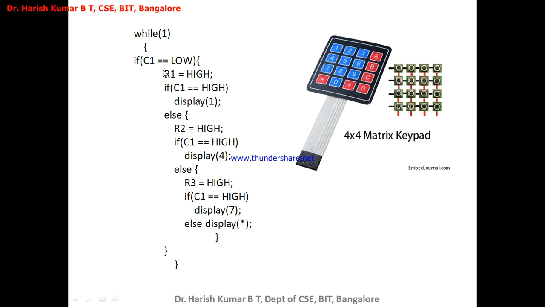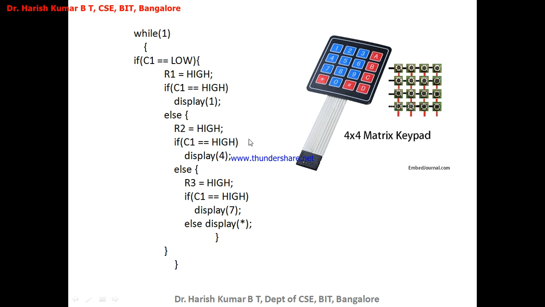This condition is false right now. Now C1 is made as C1 is equal to low. It's sure I've pressed something here in column 1, but when I make R1 equal to I, C1 is not changing to I because I've pressed this. C1 will not change to I. Now I'll come to the else part.